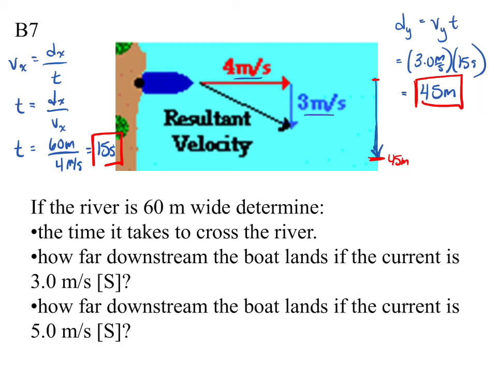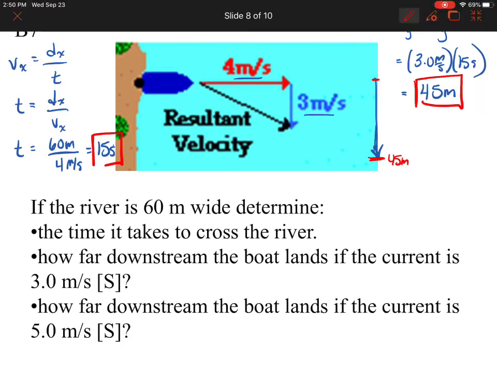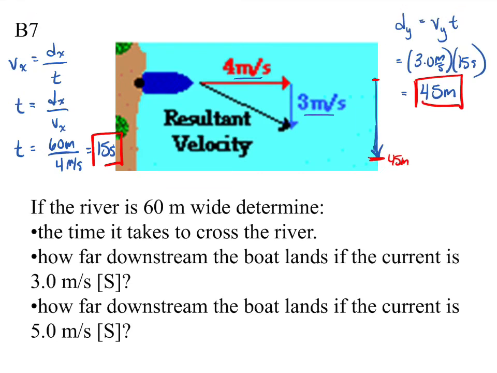How far downstream does the boat land if the current is 5 meters per second? Well, that doesn't change much, right? I still have how long it takes, because I used my horizontal things to find that, and the horizontal velocity and distance is not changing. So I can still just use distance is equal to velocity times time. But now my velocity is 5 meters per second. And that gets us 75 meters.